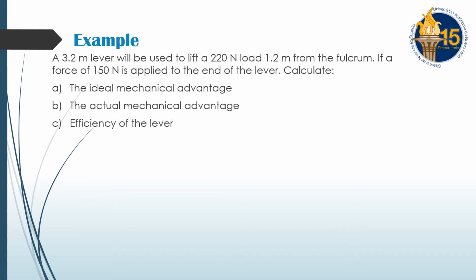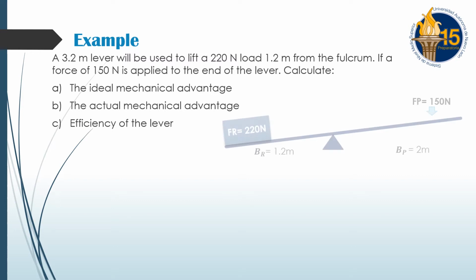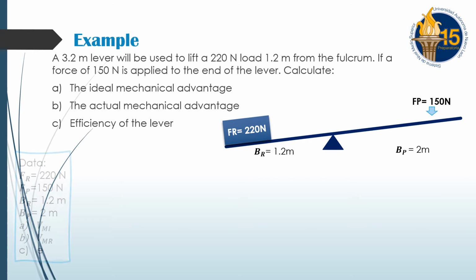A 3.2 meter lever will be used to lift a 220 Newton load, 1.2 meters from the fulcrum, if a force of 150 Newton is applied to the end of the lever. Calculate, letter A, the ideal mechanical advantage, letter B, the actual mechanical advantage, and letter C, the efficiency of the lever. The example mentions that the lever has a length of 3.2 meters and the load is located 1.2 meters from the fulcrum. It means that the effort arm measures 2 meters and the resistance arm 1.2 meters.